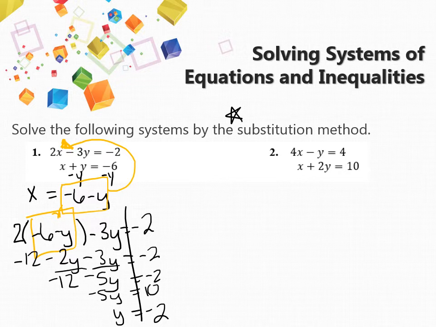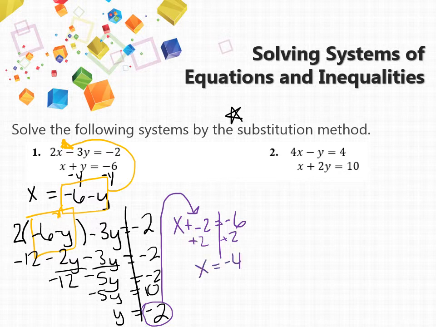Now remember, we're looking to solve for x and y. I've only found y, so that means I need to take this y value and I need to plug it into either equation at this point. Once you know one value, either equation works. So I'm going to choose the second equation because it's smaller. And wherever there's a y, I'm going to plug in a negative 2. And all I need to do to solve that is just add that 2 over, right? And I've got x equals negative 4. Now I have to write my answer in a very specific way. It's a point value. So negative 4, comma, negative 2.